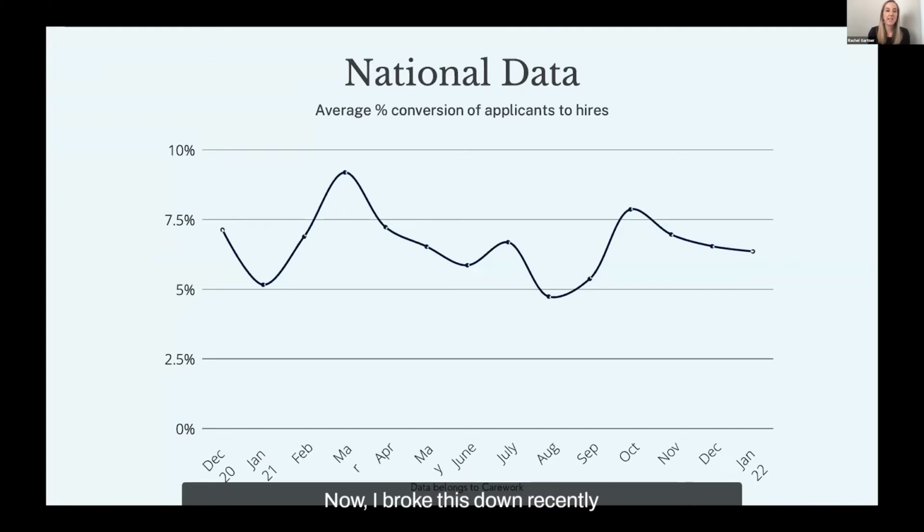Now, I broke this down recently in a blog on our website, but it was really interesting because so many people believed that a lot of the hiring struggles were related to federal unemployment benefits. And if you look at this chart, the highest spike of the year was in March. If you go back and look at the news articles from March, everyone was like, oh, they're about to end federal unemployment benefits. And sure enough, the conversion of applicants to hires was spiking. But then they didn't. And we see the number goes down. And the lowest of the year was in August, when less than 5% of applicants actually got hired.